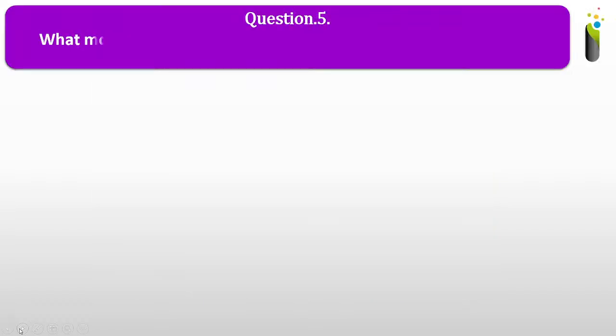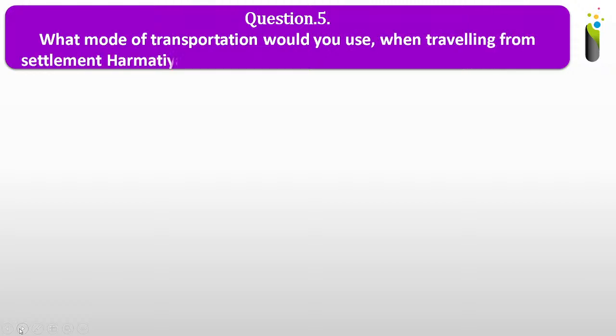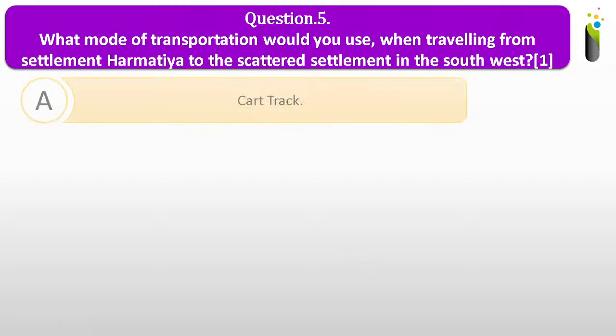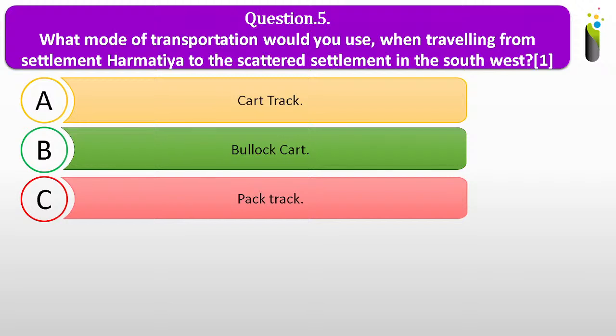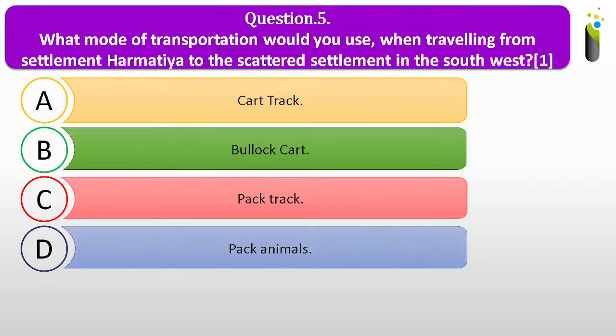The question is, what mode of transportation would you use when traveling from settlement Hamadhya to the scattered settlement in the southwest? I repeat, what mode of transportation would you use when traveling from settlement Hamadhya to the scattered settlement in the southwest? And your options are A. Cart track, B. Bullock cart, C. Pack track, D. Pack animals.